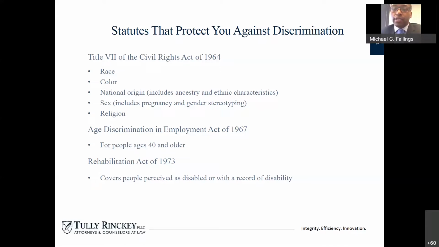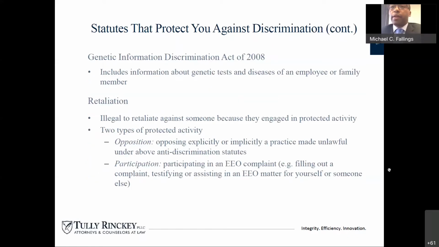Another law that protects against discrimination is the Age Discrimination in Employment Act of 1967. This applies for people that are age 40 and older. Another law that protects against disability discrimination is the Rehabilitation Act of 1973. Additional statutes include the Genetic Information Nondiscrimination Act of 2008, which covers information about genetic tests and diseases of employees or family members.